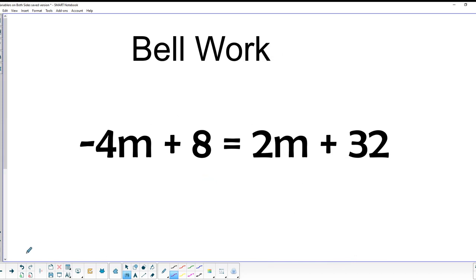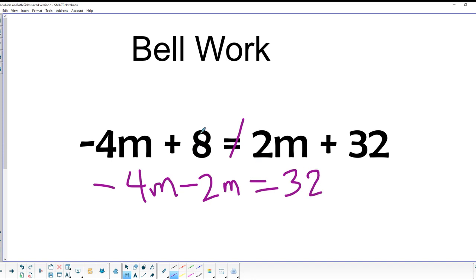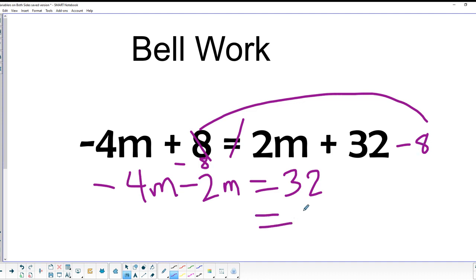All right. And this says bell work, but this is actually one of our examples. So I want to move all the variables to the left side on this problem. So I've got negative 4m already there. Cross that off, bring this 2m over, and it becomes minus 2m equals 32, and bring the 8 across, and it will become minus 8. It's like we're subtracting 8 from both sides in order to move it and cancel it off of that side. So 32 minus 8 would be, you guessed it, 24.